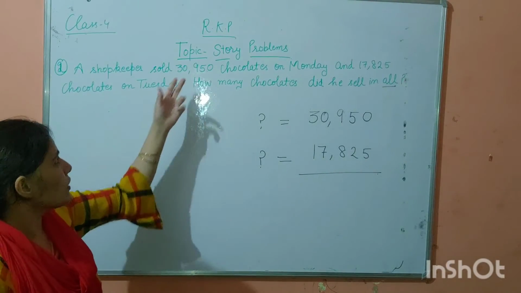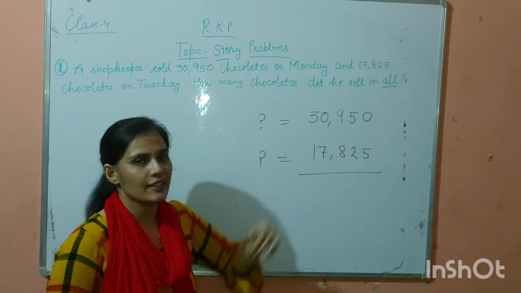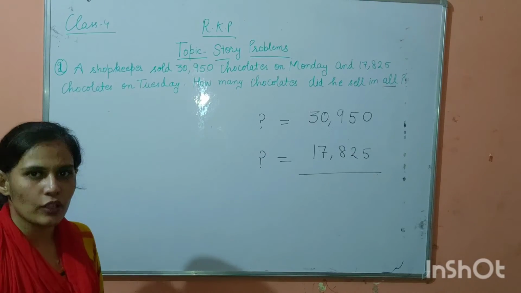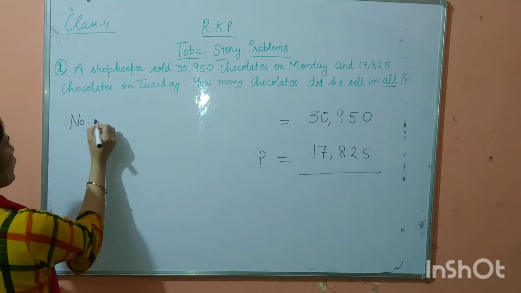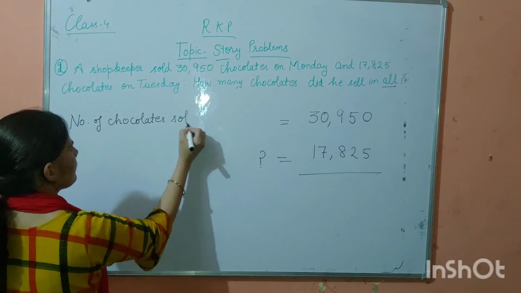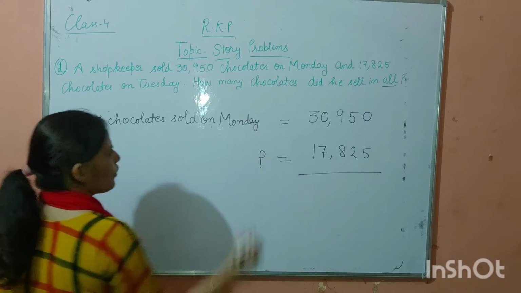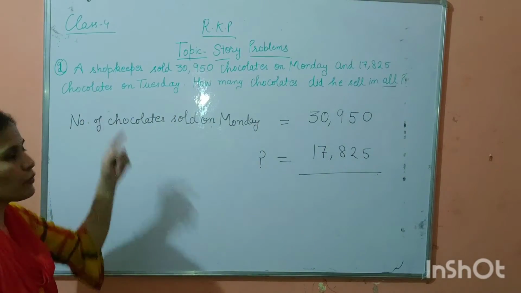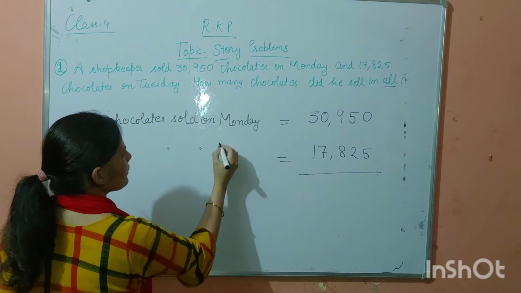Okay. Now write these numbers and put the question. What is 30,950? That is the number of chocolates sold on Monday. So this will be your statement. Write here number of chocolates sold on Monday. Okay. Now put the second question. What is 17,825? That is the number of chocolates sold on Tuesday. So you can write number of chocolates sold on Tuesday.